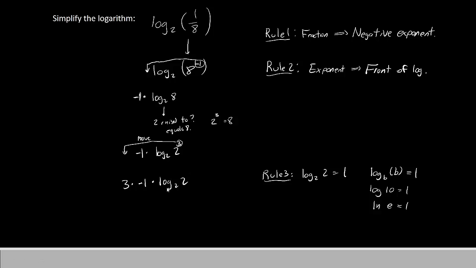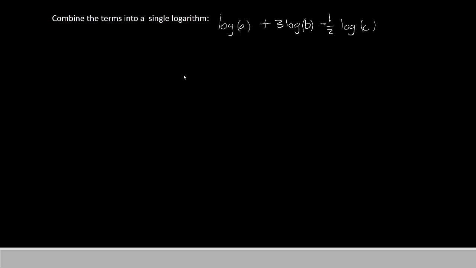So log base 2 of 2 cancels out and becomes 1, and your answer is 3 times -1, which is simply -3. And there's a fully simplified log. Let's move on to the next rules. Alright, our next problem is to combine these terms, log of a plus 3 log b minus 1/2 log c, into a single logarithm. To start combining these, let's use another rule.